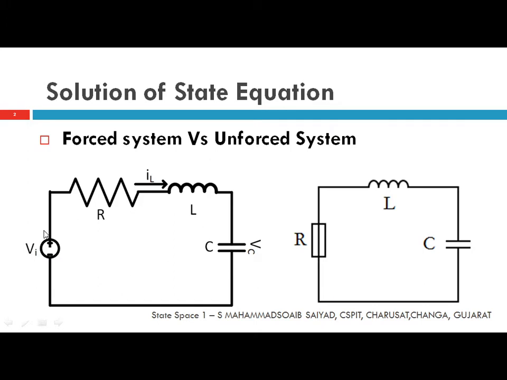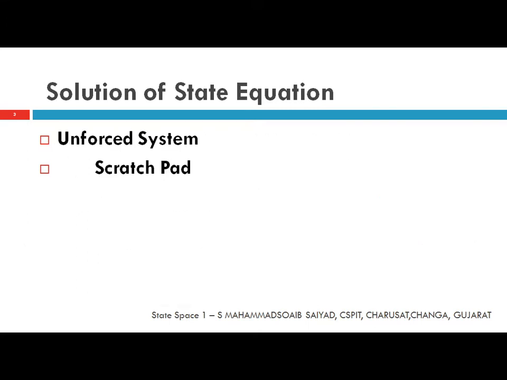Here the current will be flowing through this voltage source, whereas in the other case the current will flow due to the energy which is stored in the L element and the C element. So some will be forced systems and some will be unforced systems. The solution of the state equation depends on whether the system is forced or unforced. So we have a separate analysis for both the forced system and the unforced system. First we will see the unforced system.